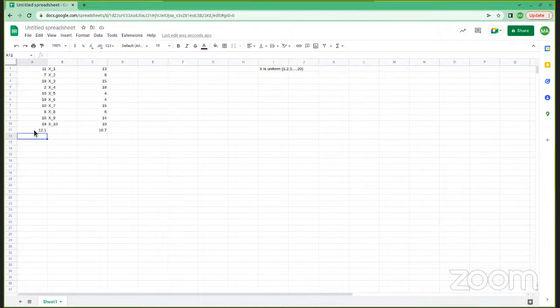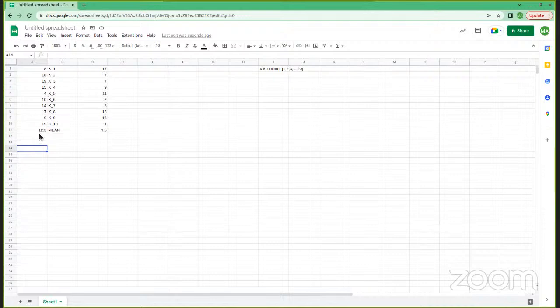Let me complete this. Actually, x1 to x10 are the values which are getting changed, and the mean is getting changed every time. Every mean which changes is actually the sample mean of one particular sampling. So this 12.3 is the sample mean of one particular 10 samples. The sample mean of these particular 10 samples is 12.3.